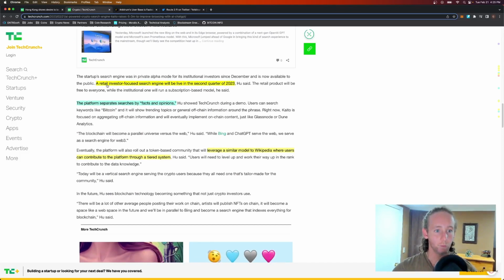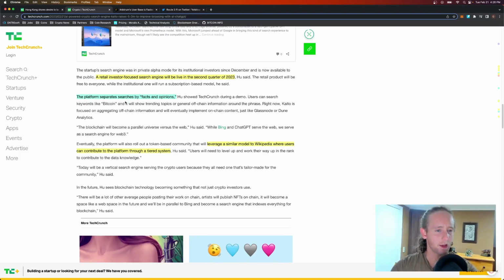So this retail investor focused search engine will be live second quarter 2023, which starts in a little over a month from the day that I'm recording this. If you go to the Kaito website, I can link this in the description, you can sign up to be on the wait list. I've done this, and once it comes out, I'll make some videos going over how to use it most effectively and how you can use it to make more educated investment decisions.